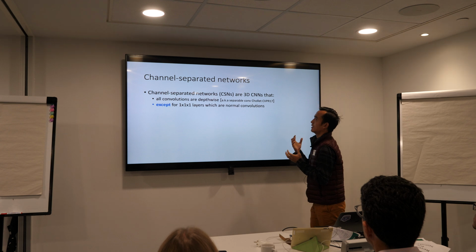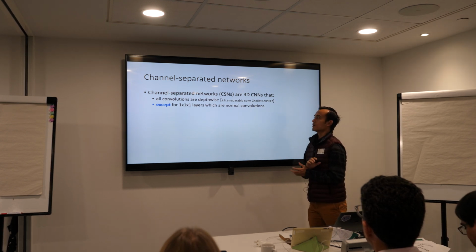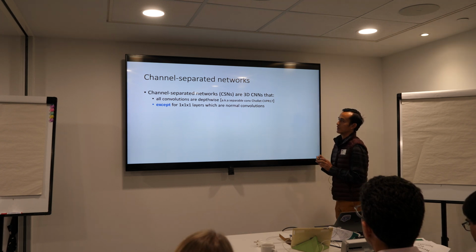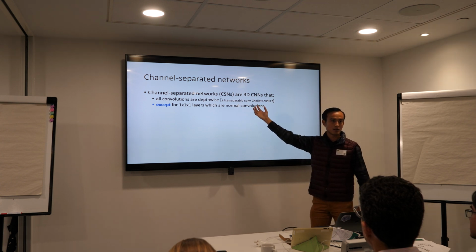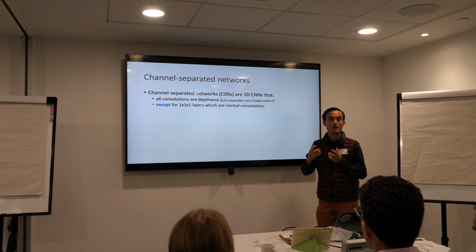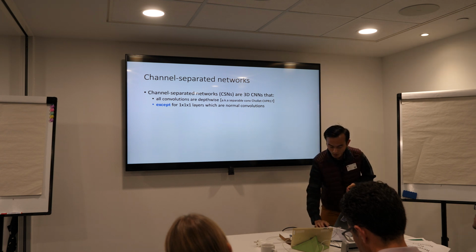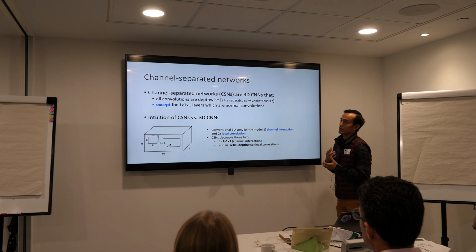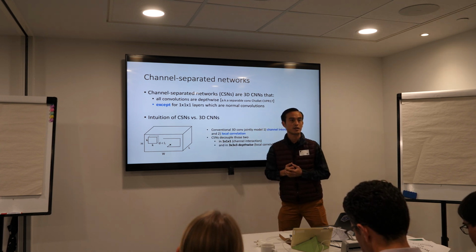Formally, it's a 3D CNN in which all of the convolutions are depth-wise, except for the one by one layers, which are normal convolutions. This concept is not new. Basically, it's similar to the 2D separable network, but here we mainly focus on ablation on a 3D CNN to better understand the trade-off. But before moving to the ablation, let's go a little bit into the intuition: what is the difference between 3D CNN and CSN.